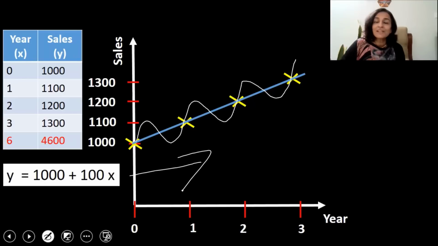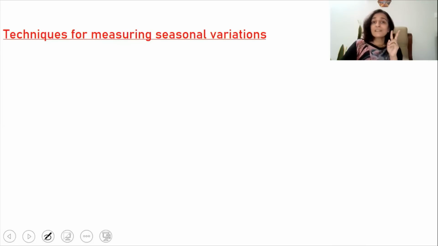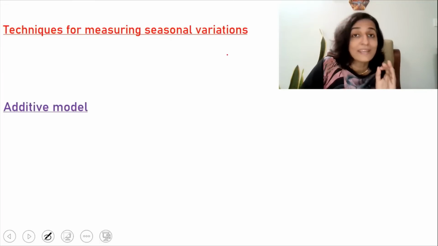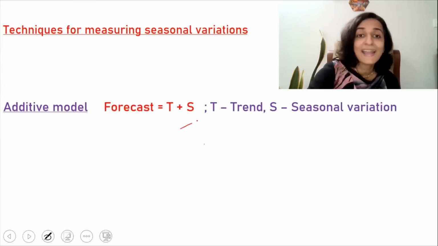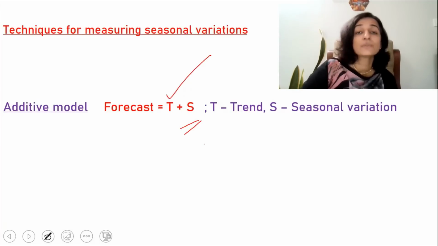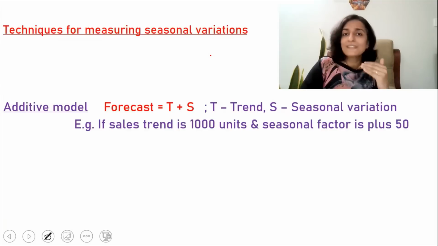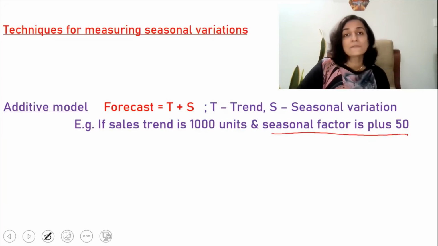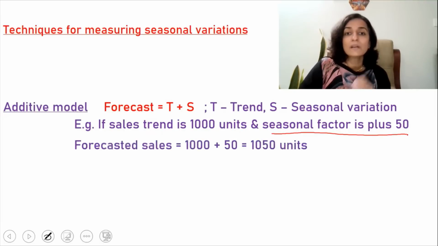So now we will get to the next topic, that is seasonal fluctuations. For seasonal variations, there are mainly two techniques to measure it. The first technique is the additive model. In the additive model, we calculate the forecasted sales by adding the seasonal fluctuation to the trend. For example, if the sales trend is 1,000 units and it is mentioned in the question that the seasonal factor is plus 50, then what is the forecasted sales? Forecasted sales is nothing but 1,000 plus 50, or 1,050 units.